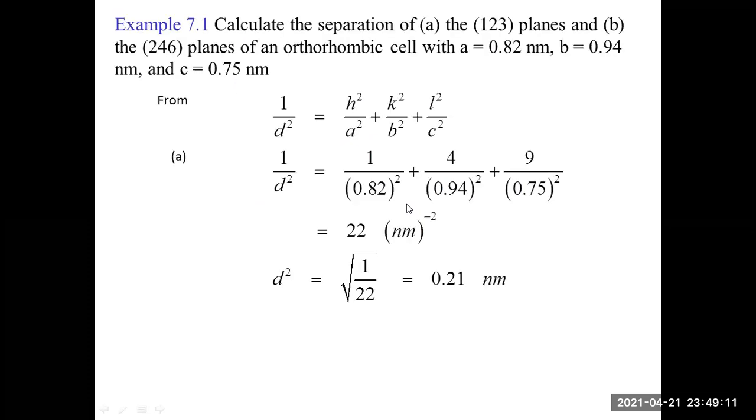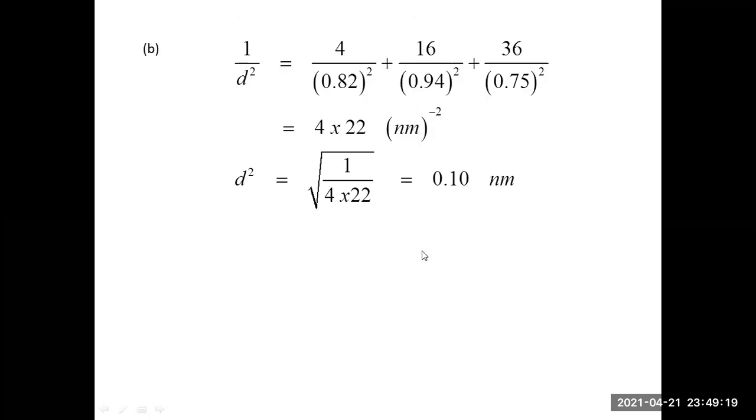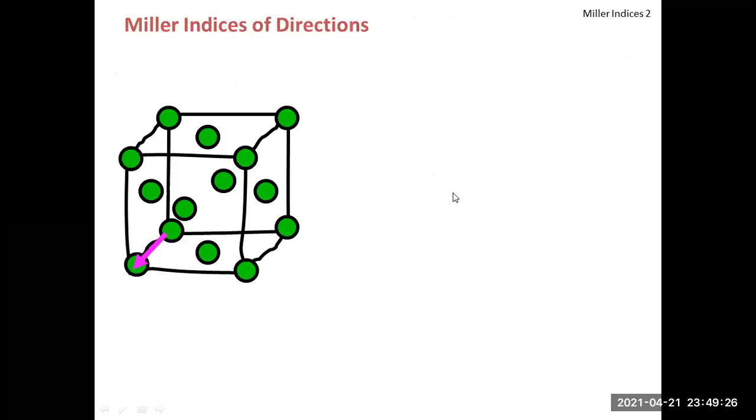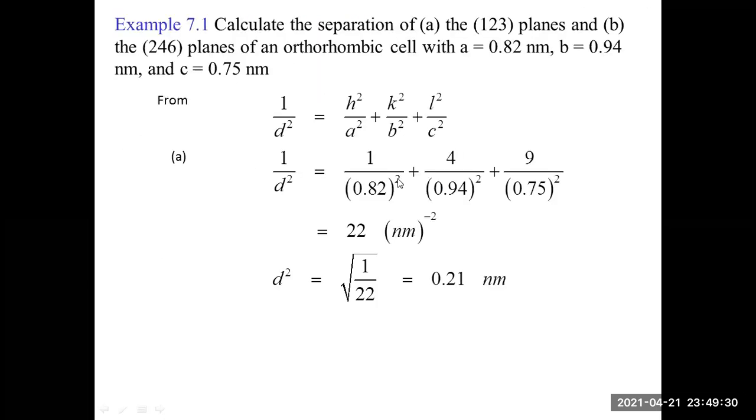So you can just see that as the plane HKL value is less, D is found to be 0.21, and as the HKL value is increasing, D becomes 0.10. So they are inversely proportional. This is the way in the examination they will ask you such type of problem, so you can easily solve that particular problem.